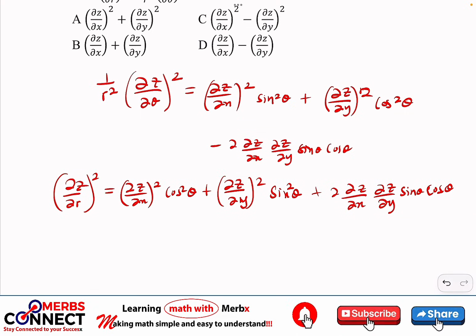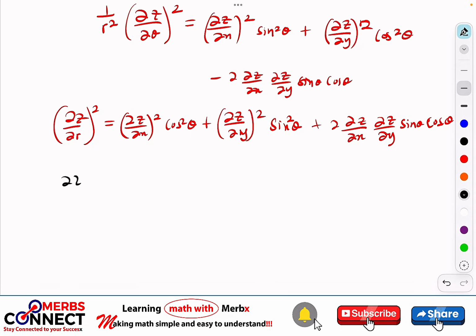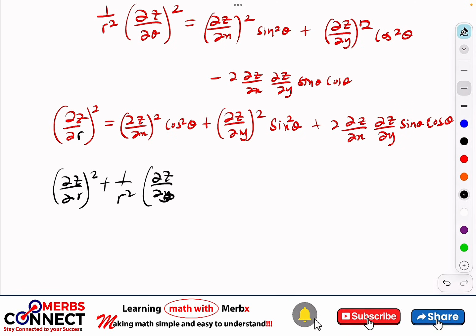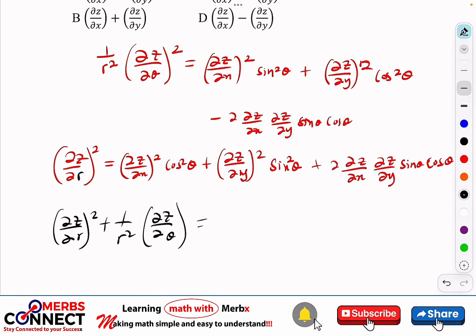So what we are going to do now is add this guy and this guy. So this is what is going to happen. Partial of z with respect to r, all squared, plus 1 over r squared partial of z with respect to theta. This one's supposed to be x. I think so. Oh, no, it's supposed to be r. And this one's supposed to be theta. Yes. So now let's try and add.